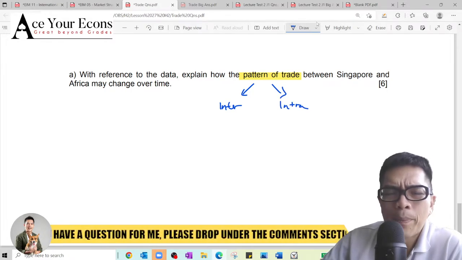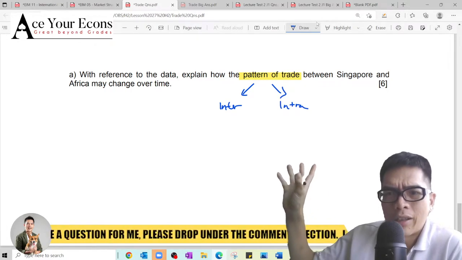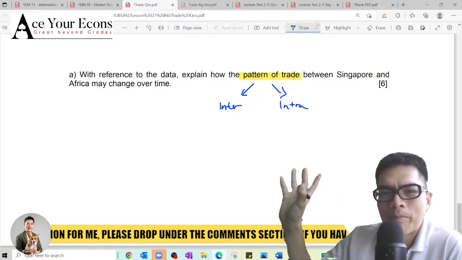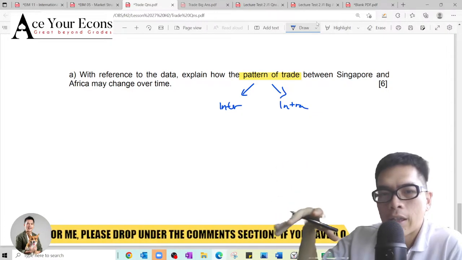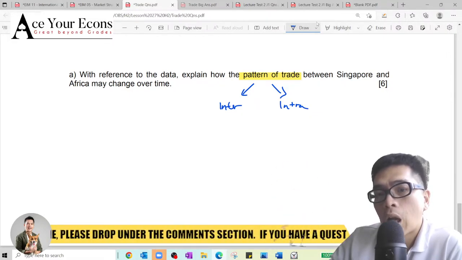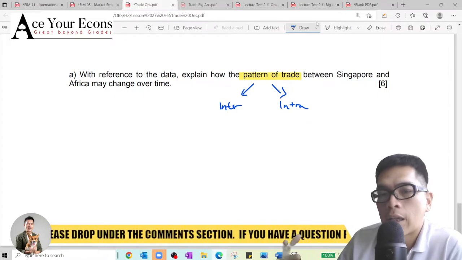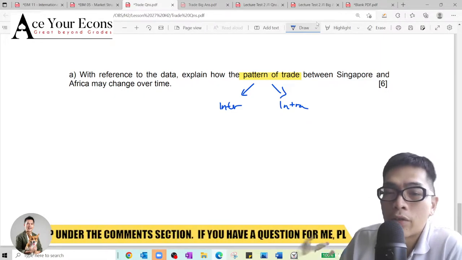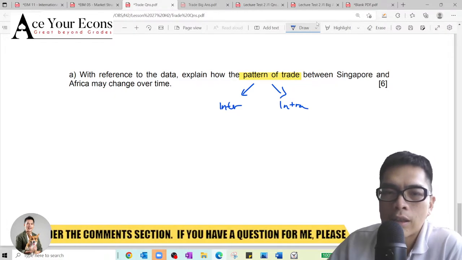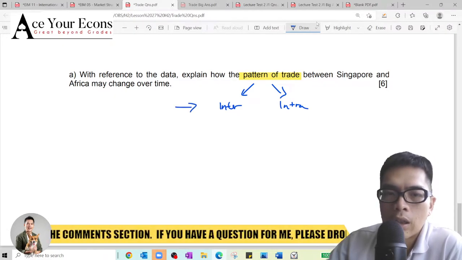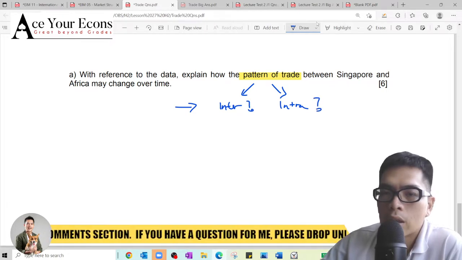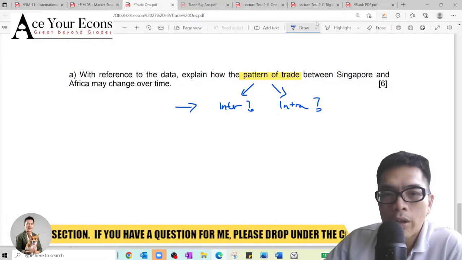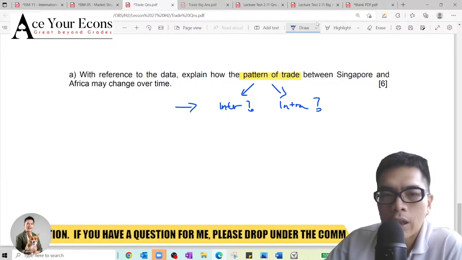You realize that Singapore and Africa are quite distant, right? There's not much similarity between them. So we have to quickly ascertain whether it is inter or intra, whether the trade they are going to engage in is within the same industry or in different industries. This is the first thing that I want to look at. Inter or intra?